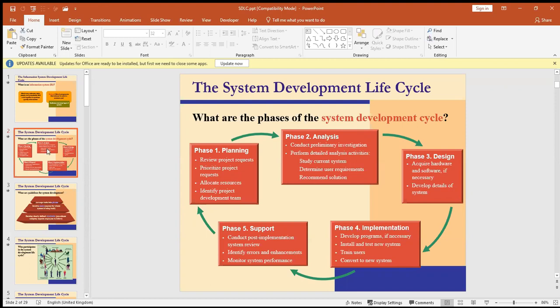Then from there we have number 5, which is the longest and the most expensive phase, which we are calling support, or sometimes it's called operational maintenance, or if you don't call it operational maintenance, we can just simply call it maintenance, whereby we are looking at keeping the system running, okay? Keeping the system up and running to the expectations of the users.